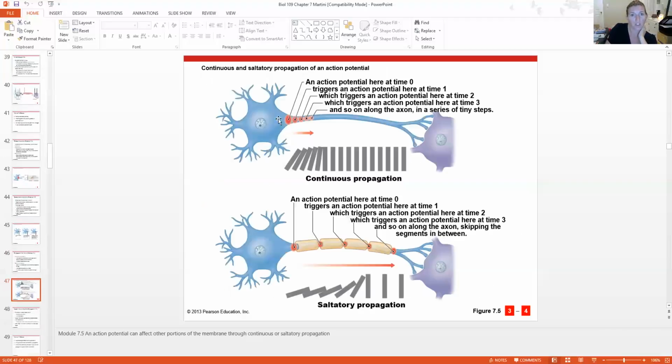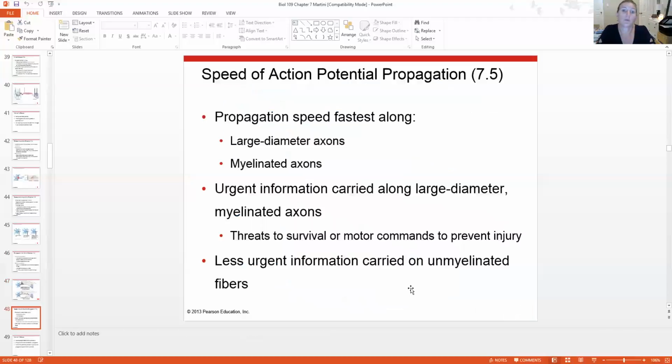So here you see with saltatory propagation, that signal is only having to depolarize at these special locations. Otherwise, it's going to have to do it at every single segment along the axon, taking a much longer time to send the same signal. So propagation speeds are the fastest along very large diameter axons that are myelinated. Urgent information, life-threatening information is carried along these large diameter myelinated axons. Less urgent information can be carried on unmyelinated fibers.